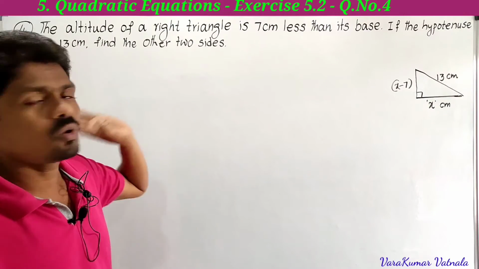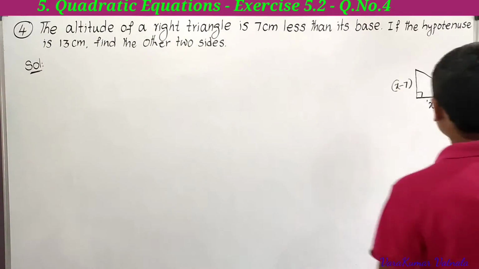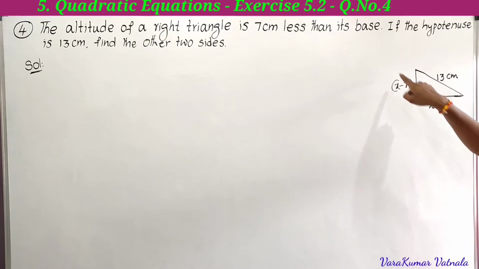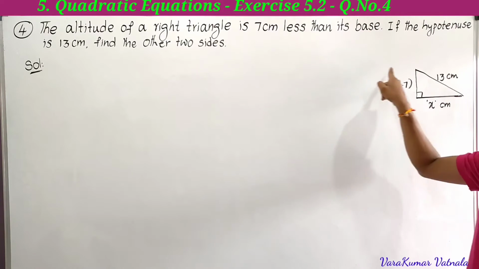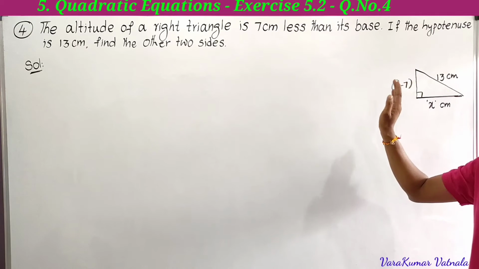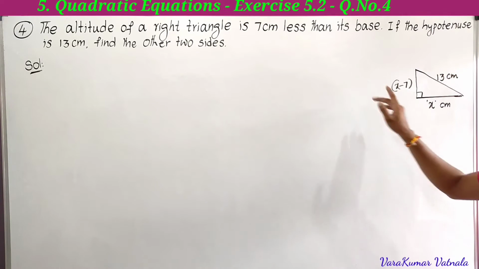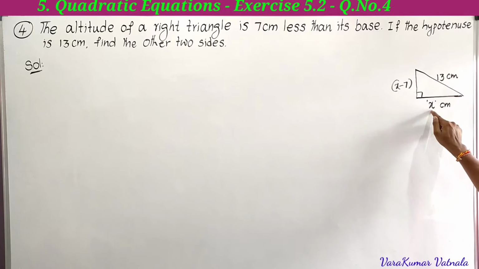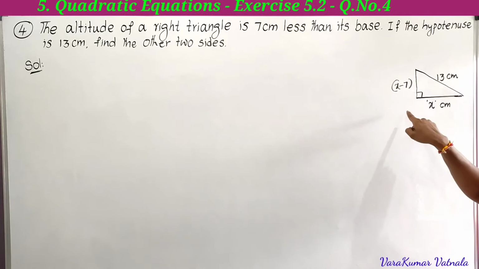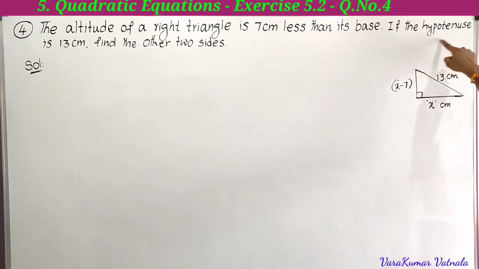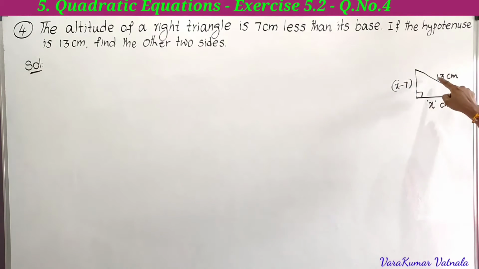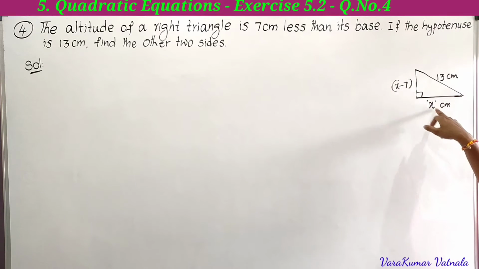So see here, it is about a right angled triangle. So here, what he is saying, the altitude is 7 centimeters less than its base. So altitude means height. Height is compared with the base. So let the base of the right angled triangle be x centimeters. Then altitude becomes x minus 7, since it is 7 centimeters less. And he has given the hypotenuse is 13 centimeters. So we have to find the other two sides, which are nothing but base and altitude.